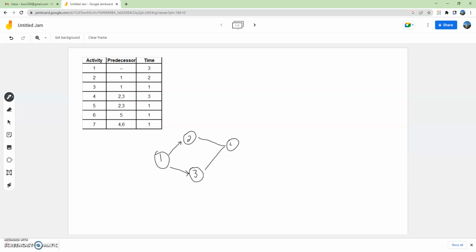There's Activity 4. Same thing for Activity 5. Activity 5 has to follow both Activities 2 and 3. So let's put it like this. Then we have Activity 6 following Activity 5, and then Activity 7 following both Activities 4 and 6. So that's how we're going to draw out this project.